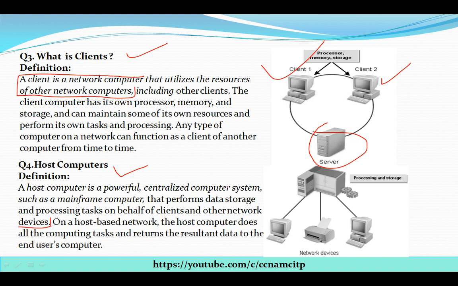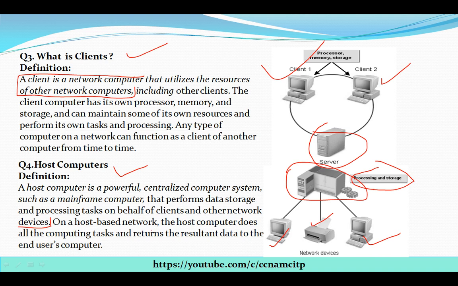So for example, this is my host, this one, and I have one setup, this desktop computer here, one desktop computer here, and one printer here, or you can say networking devices. So this will be my host because it is processing on behalf of computer, it is processing on behalf of printer. So this is how we can differentiate between client and host. There should not be any confusion.